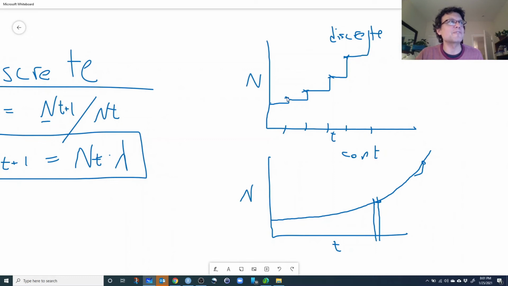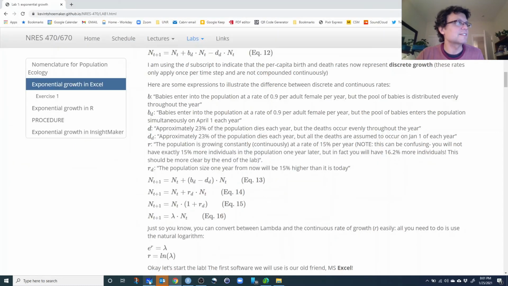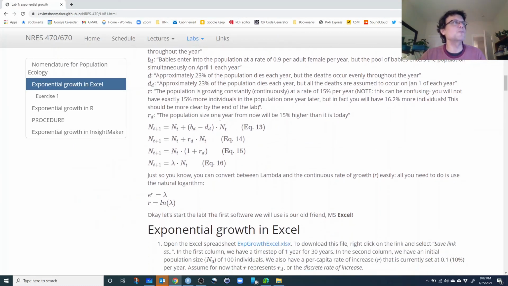At April 1st every year, you have this pulse of births entering the population, and otherwise there's no births at all, so the population stays somewhat static. So that kind of illustrates what we're talking about. Let's go through a few more examples.